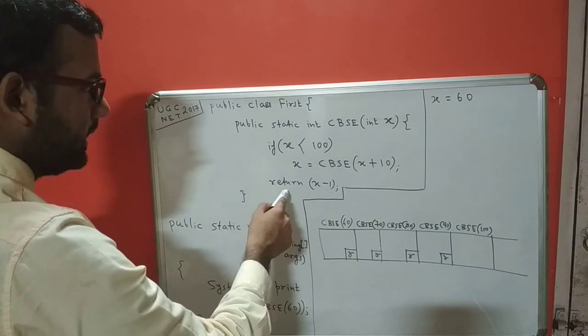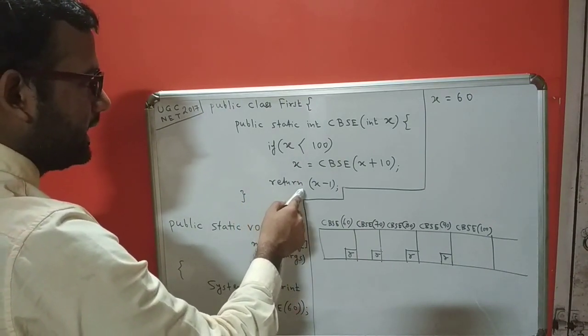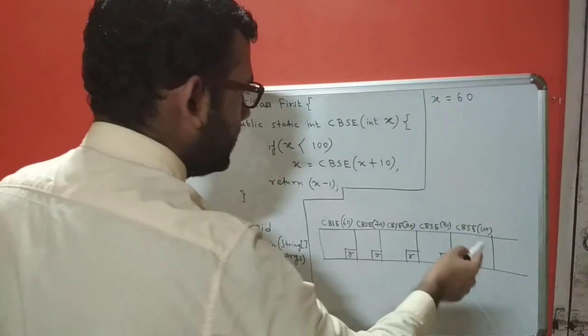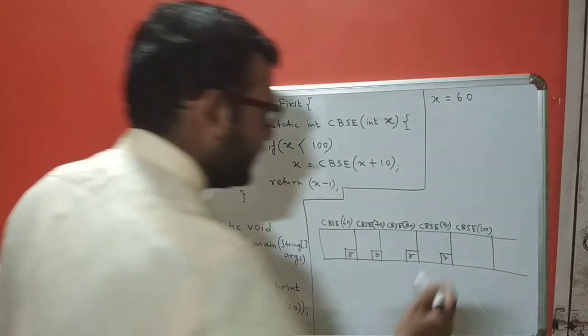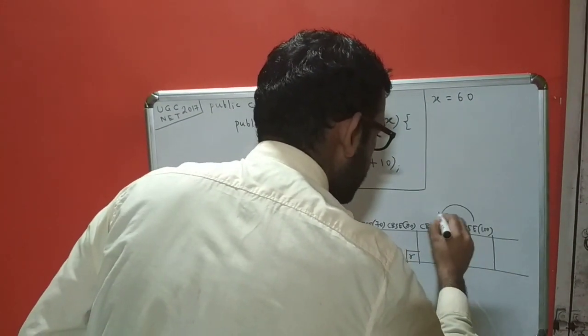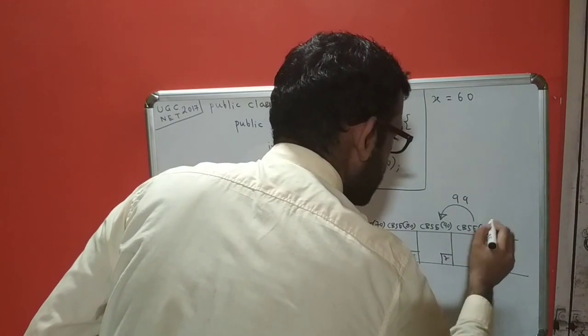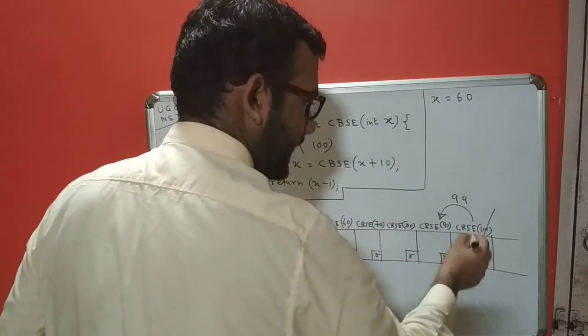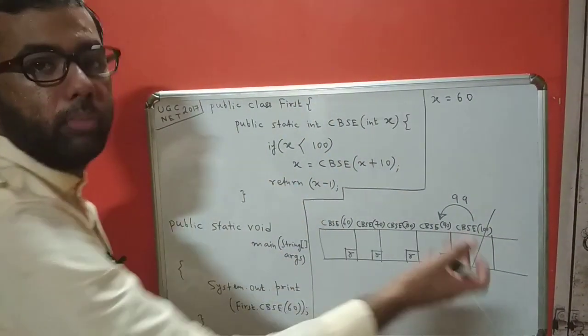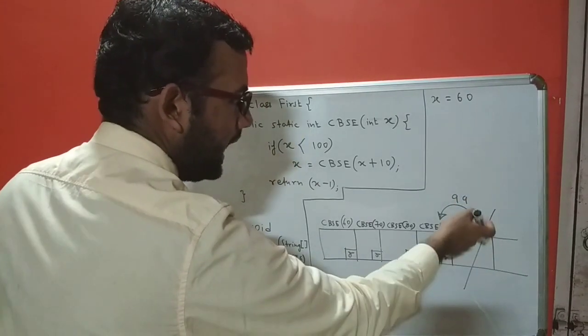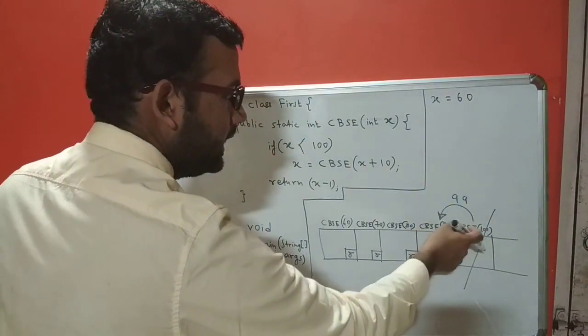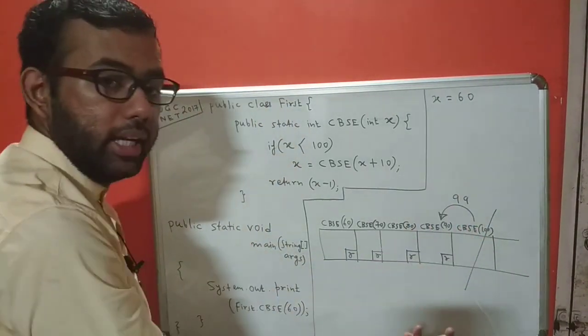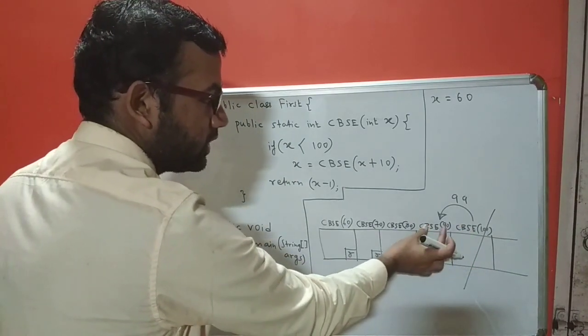What is this return statement telling us? This return statement is telling us to return x minus 1. That is 100 minus 1, that is 99. So this will return a value of 99. So this activation record, or this function call, has been popped from the stack. That's why I've crossed it out. And it has returned a value of 99. To whom? It has returned a value of 99 to cbse of 90.